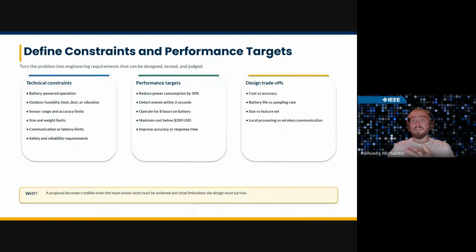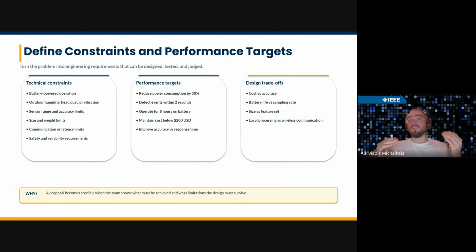When we think of an idea, before implementing it, we should think of the restrictions and the problems that we will face before we even implement. So you should define the constraints and the performance targets that you want to achieve. You should set your own baselines.